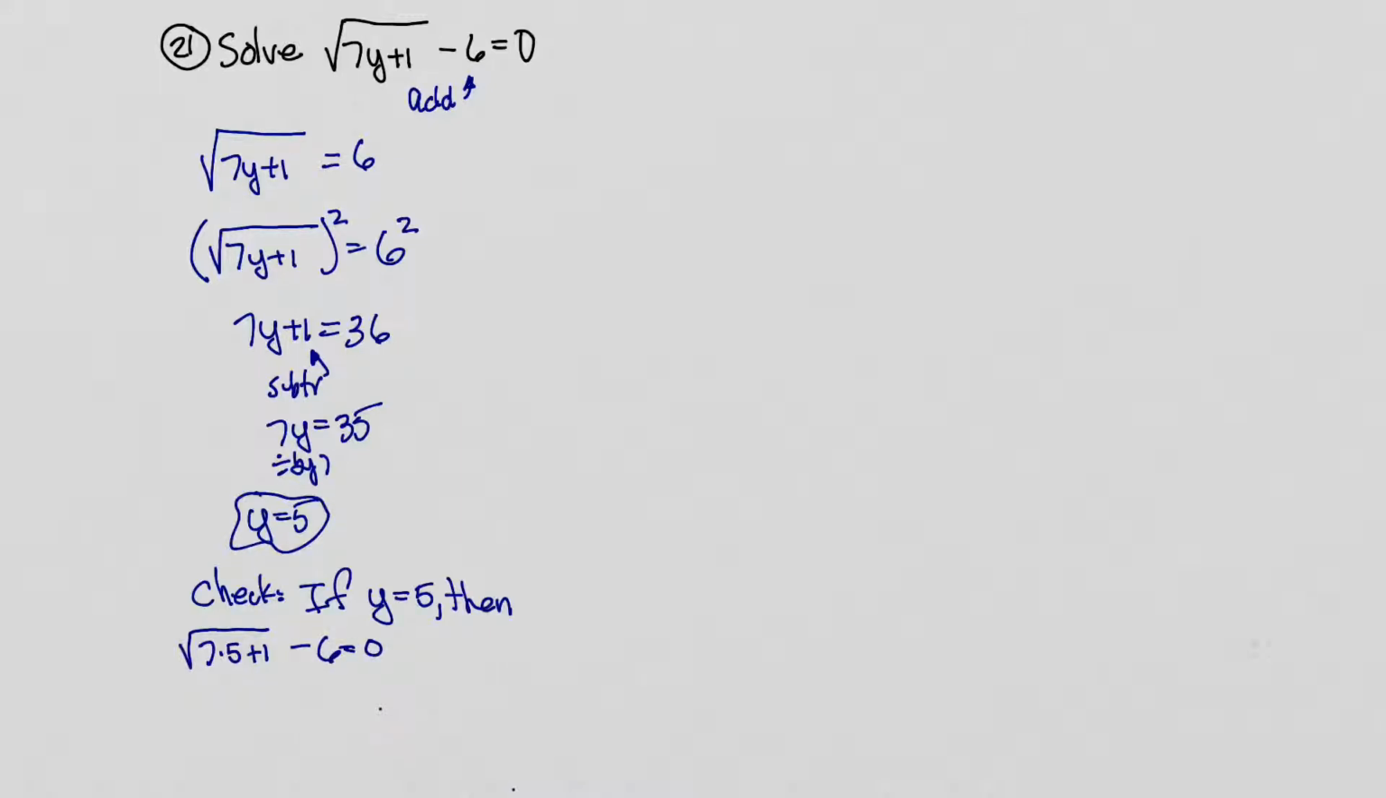So do as much as you can in your head. 7 times 5 is 35, plus 1 is 36. So now we're here. Square root of 36 minus 6 equals 0. Square root of 36 here is 6, minus 6 equals 0. That gives us 0 equals 0, and the whole thing checks. So 5 apparently does work. So now we're going to claim that 5 is the solution. So we're going to say now, with authority, that y is equal to 5.